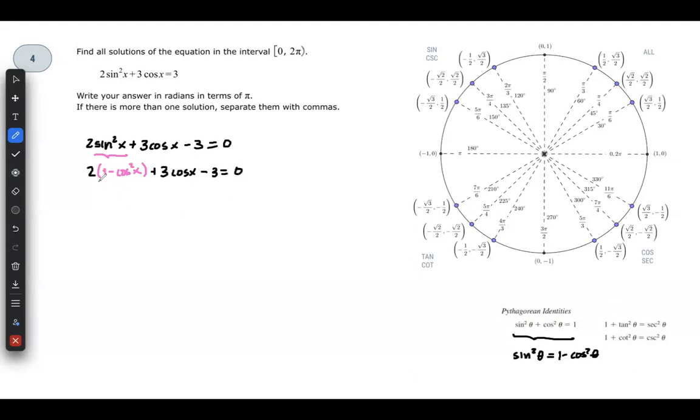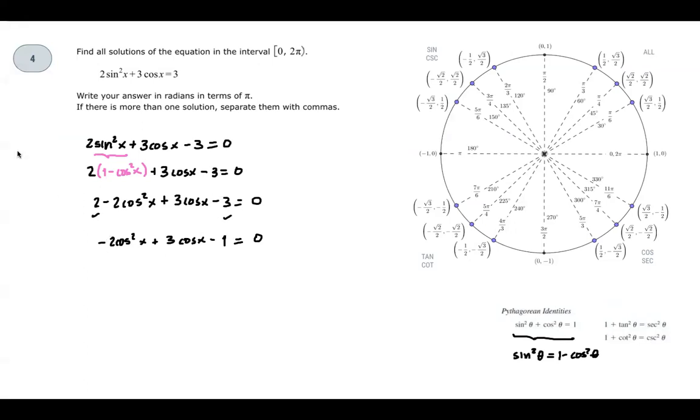And now I'm gonna multiply 2 times the 1 minus cosine squared. So that is 2 minus 2 cosine squared of x plus 3 cosine of x minus 3. Now, because we have this 2 and this minus 3, let's have it as 2 times the cosine square of x plus 3 times the cosine of x. And this is going to be minus 1. 2 and minus 3 gets you minus 1.